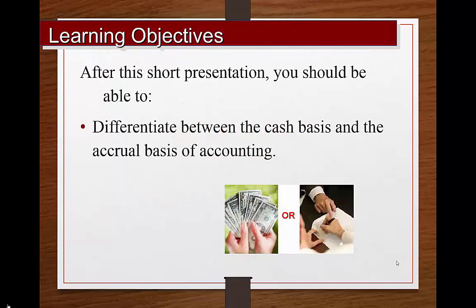After the short presentation, you should be able to differentiate between the cash basis and the accrual basis of accounting.